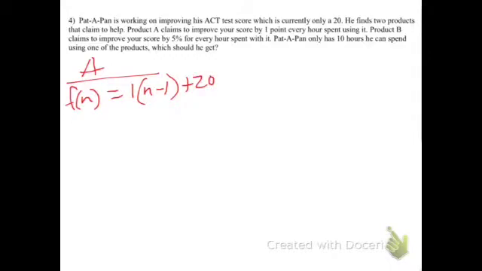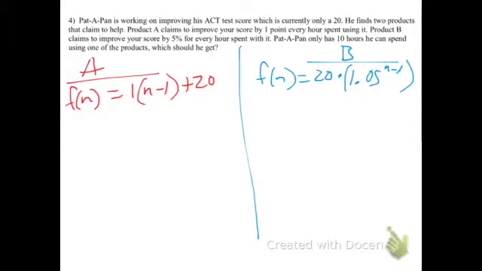With Plan B, on the other hand, this one says it's improving the score by 5%. And so when we write our function here, we're going to use the geometric, or the exponential form we've been using, 20 times 1.05 to the n minus 1 power. And I'm doing n minus 1 because I'm claiming that he's starting with his 20 as his first term in the sequence, and then every hour would be adding the next term in the sequence. And so that's just why I'm using n minus 1 instead of n, which you'll see often.